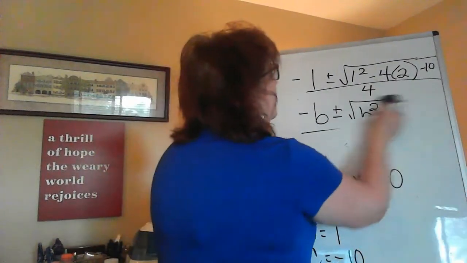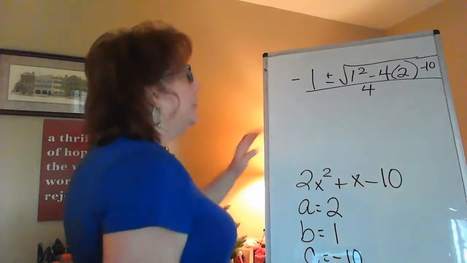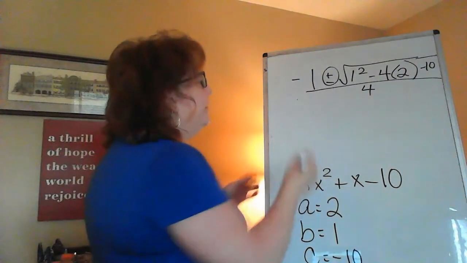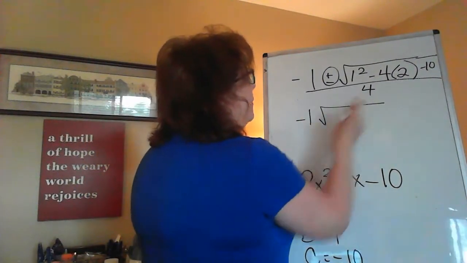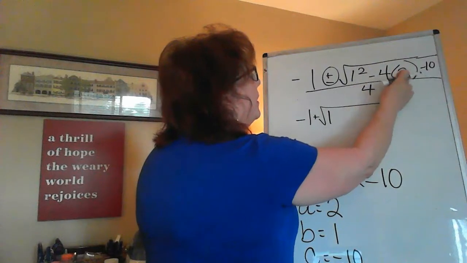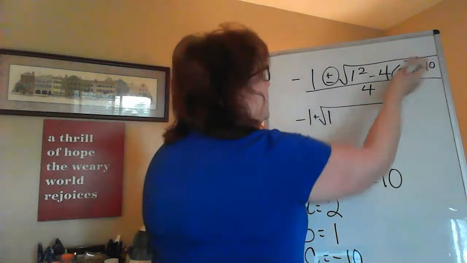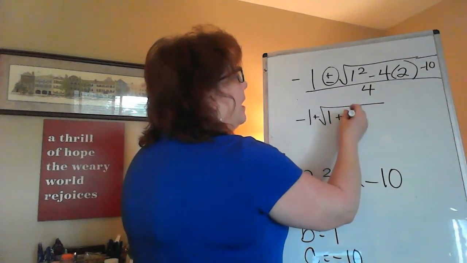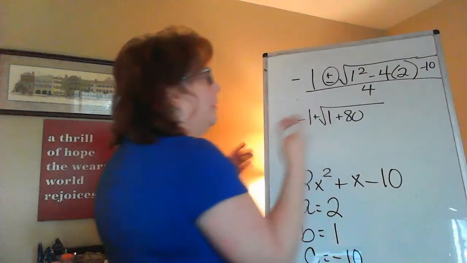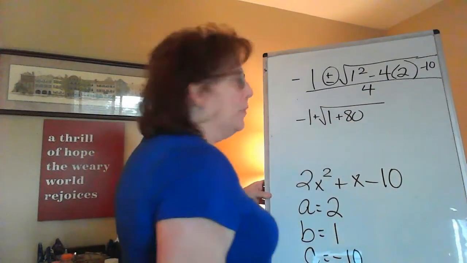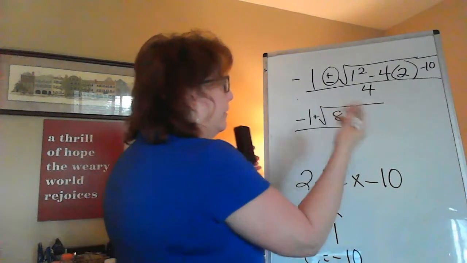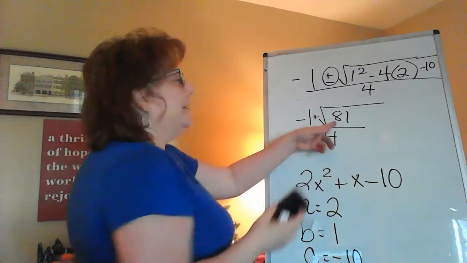Now let me just give us a little room here to work. The way I get the two answers is right here. The first one, I'm going to add it. Second one, I'm going to subtract it. So negative 1, and then we have, I'm going to do plus. 1 squared is 1, and then negative 4 times 2 is negative 8, times negative 10 is going to be 80. So negative 8 times negative 10 is a positive 80, which brings us to 81 over the 4. So this is 9.